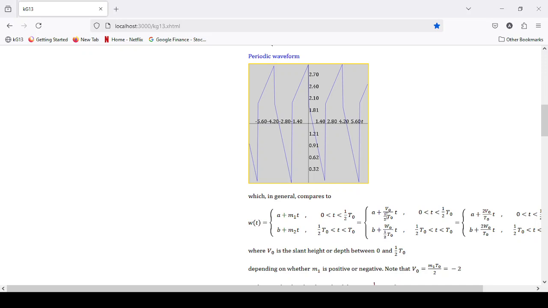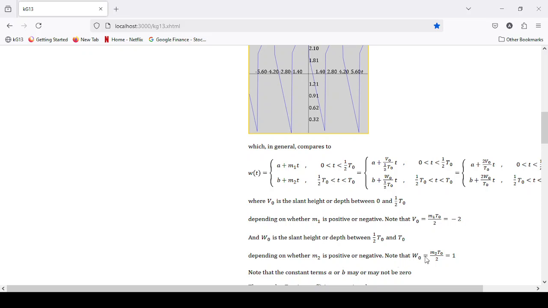So if we say that, then of course v naught, solving for v naught, is just m1 t naught over 2. Now if you substitute for m1 and for t naught in our problem, we will get minus 2. We'll explain now what that minus 2 means. And if you work out w naught, it is m2 t naught over 2, and we found that w naught is 1. Take note, v naught is minus 2 and w naught is plus 1.